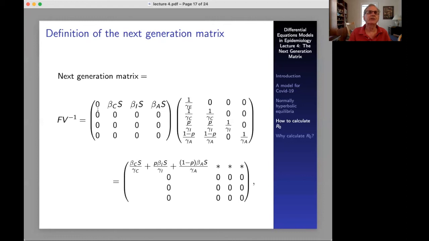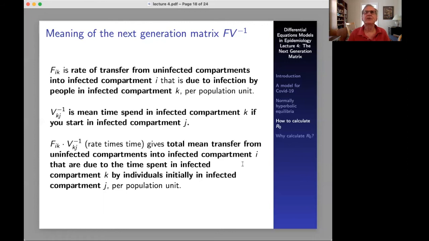Okay, so the first entry will be first row here times first column here. And here's what you'll end up getting. Beta C S over gamma C plus these other terms. Now we still have to figure out the first entries here, but they're not going to be that important to us, so I'm not actually going to figure them out. I just put asterisks there. So that's the next generation matrix, F V inverse. What does it mean? Why in the world did we calculate it? Now we have to think about how matrix multiplication works.